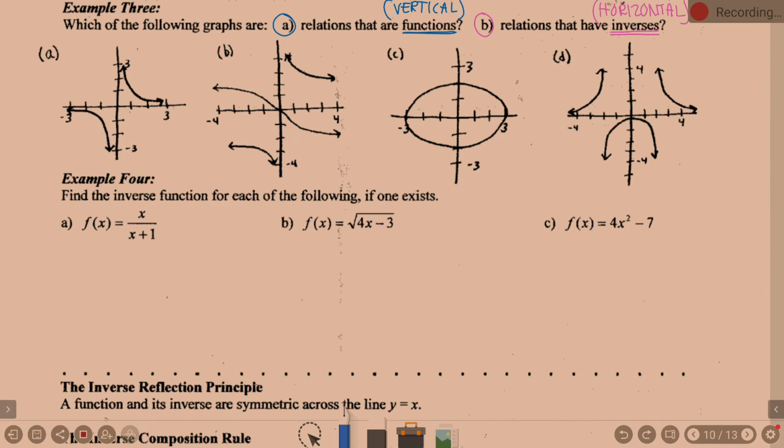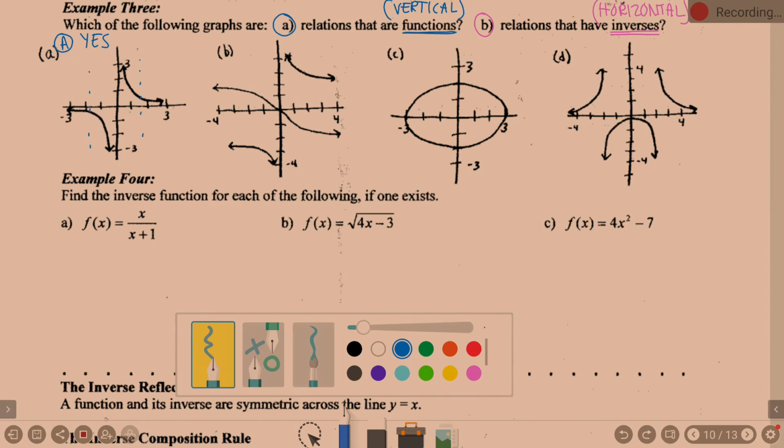What do you know about example A? Which one's A? Is it a function? Do I pass the vertical line test? I could draw over here, I could draw over here. So for part A, I'm going to say yes, as in yes, it is a function. Okay? And realize there's a vertical asymptote there, yes? And that's not going to affect whether or not it's a function. Okay? Part B.